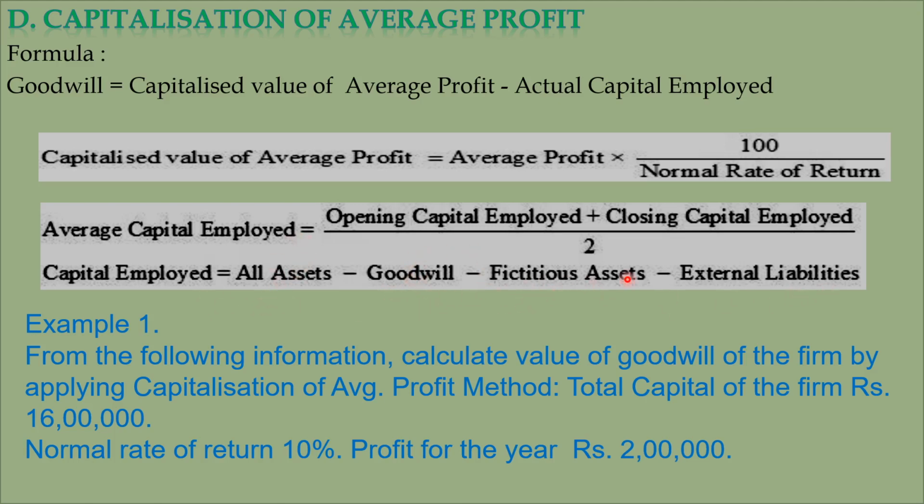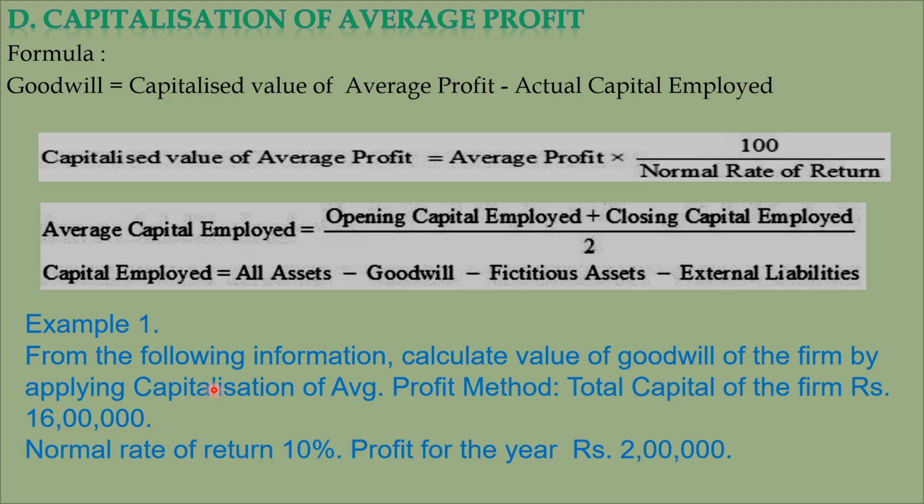But this time, goodwill as well as fictitious assets also have to be considered, and you have to deduct them here. And if both opening and closing capital are provided, then you have to find the average capital, opening capital plus closing capital, and consider that as capital employed. Regarding actual capital employed, if opening and closing capital are provided, then we take the average. Otherwise, we apply the fundamental accounting equation: from total assets we deduct external liabilities and we get the capital. So this is our problem here, the calculation of value of goodwill.